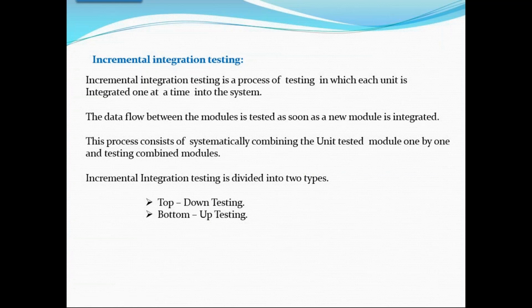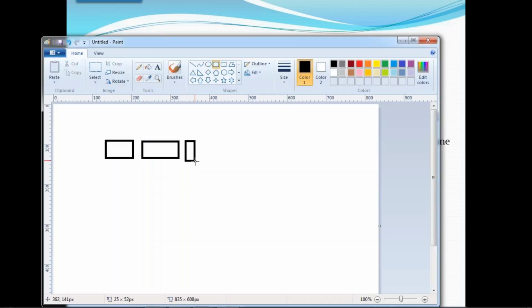Okay, so incremental integration testing is a process of testing in which each unit is integrated one at a time into the system. Again, one more module I'm adding. Tell me, do I need to test 1, 2, 3, or only 2 and 3? What is your testing approach here? Recently I added one more module. Now what do we need to do? Do we test 1, 2, 3, or 2 and 3 only in integration test?